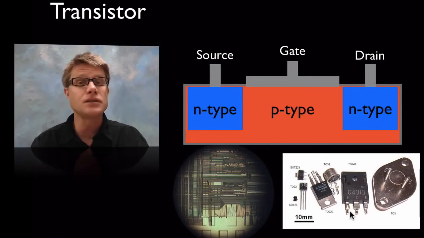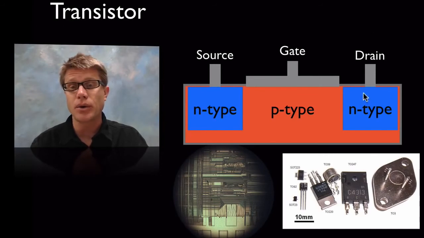There are going to be three leads that go to it. And so essentially you're going to have a source where electricity can flow in, a drain where electricity can flow out, and then we're going to have a gate. And what you have is N-type on either side. So this is N-type silicon on either side, and then you're going to have P-type in the middle. And there's going to be no electrical flow.